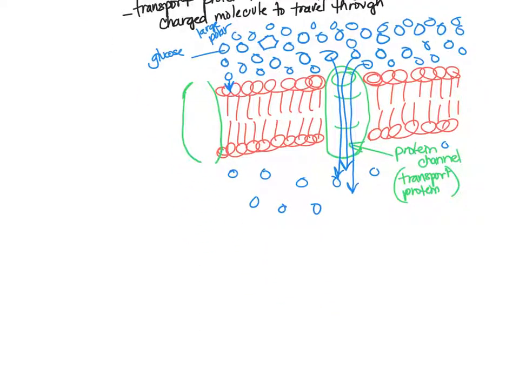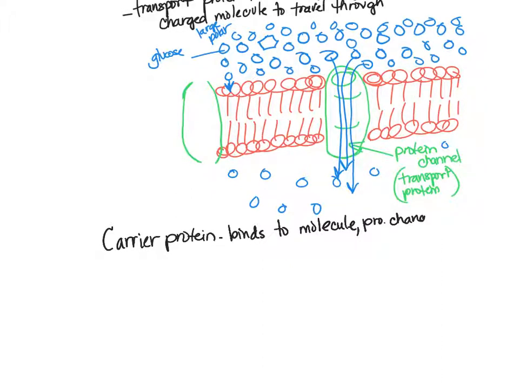So let me zoom up here. It has a carrier protein. And what that means is that it's going to bind to the molecule, change its shape, the protein changes shape, and then it releases it on the other side. So it binds to the molecule, the protein changes shape, and then releases the molecule on the other side.